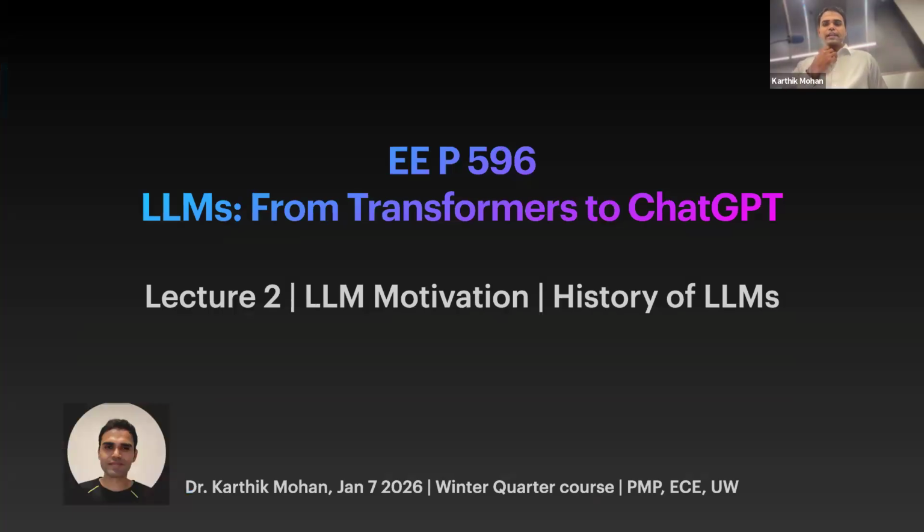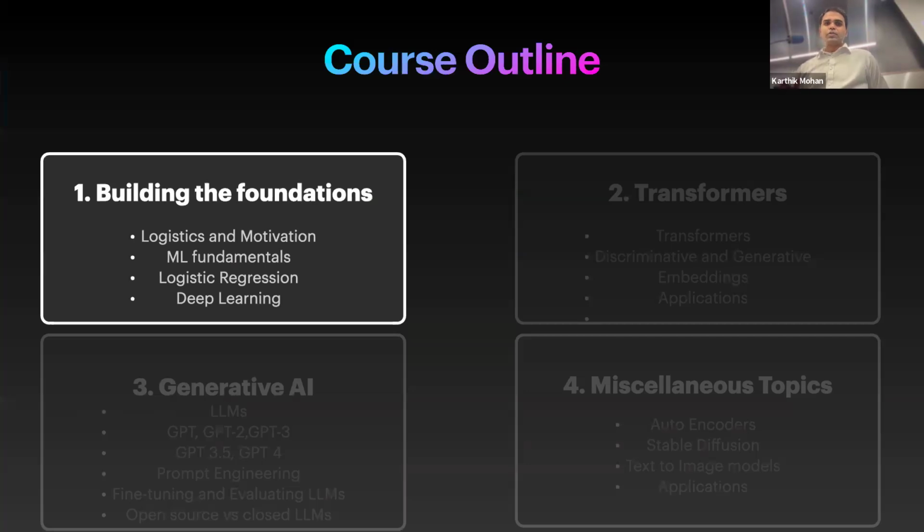So we're looking at lecture 2, and we look at some LLM motivation and history of LLMs. So the course outline, right, I think we spoke about this last time, consists of 4 different modules.